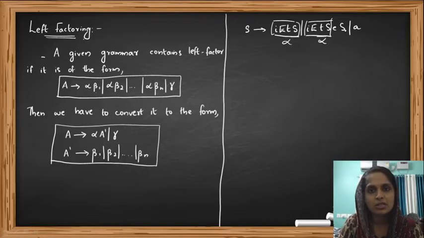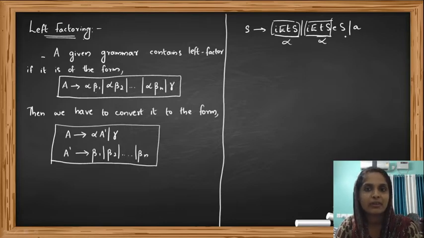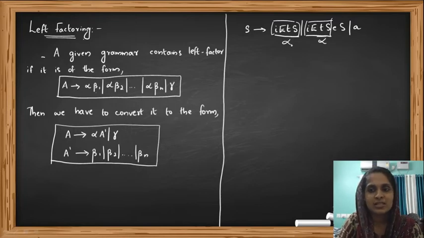And whatever combination of terminals and non-terminals that comes after alpha in each term, whatever comes after alpha is our beta. So in this first term, there is only alpha, there is no beta, right? So our beta will be epsilon. Okay? And in the second term, alpha is iEtS, right? So what comes after that? In the second term, what comes after that is eS, right? So eS is our beta.